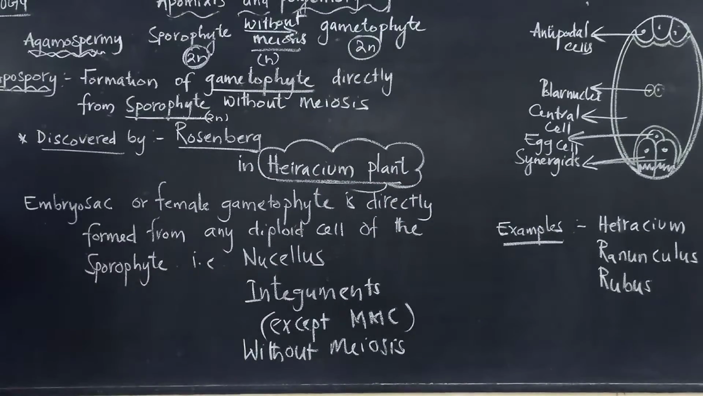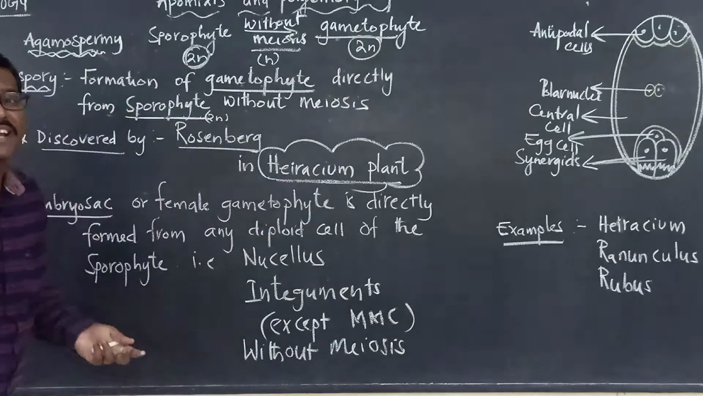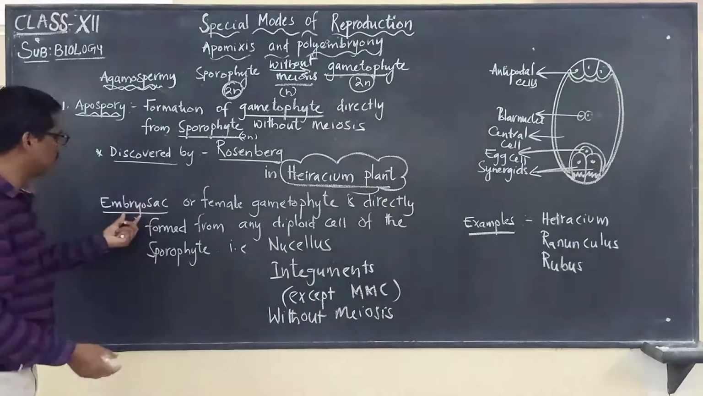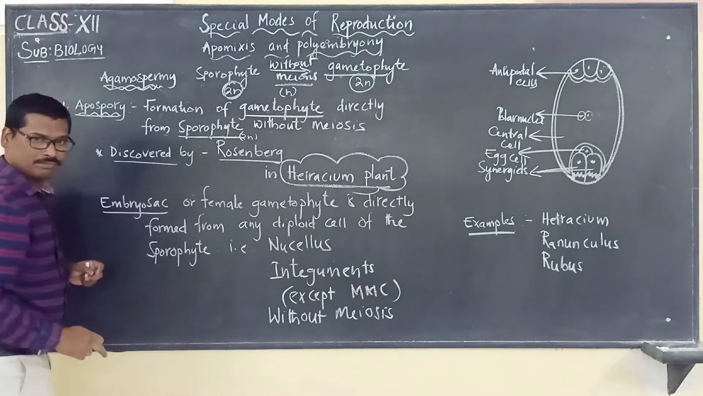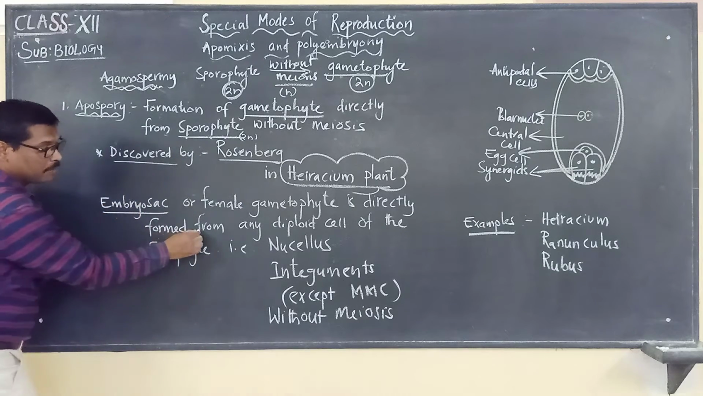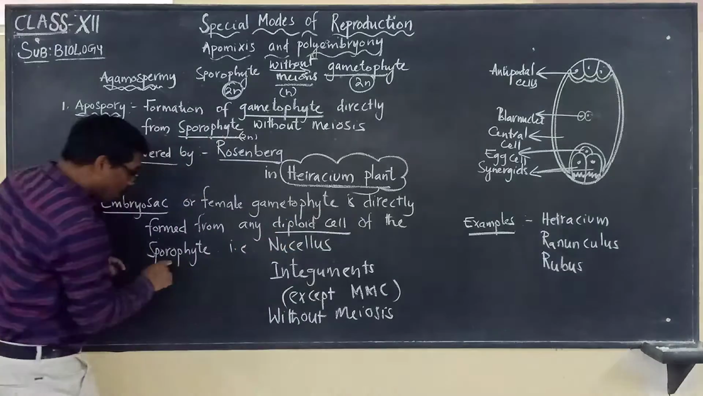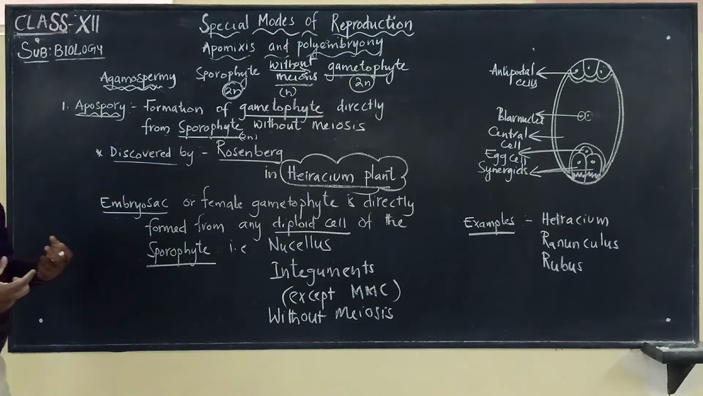So here, now the embryo sac. What do you mean by this gametophyte? It is nothing but the female gametophyte. Embryo sac or female gametophyte. Female gametophyte is directly formed from any diploid cell of the sporophyte. Now we are talking.